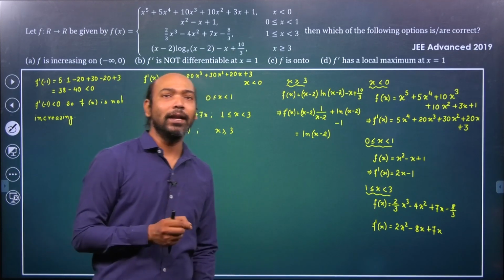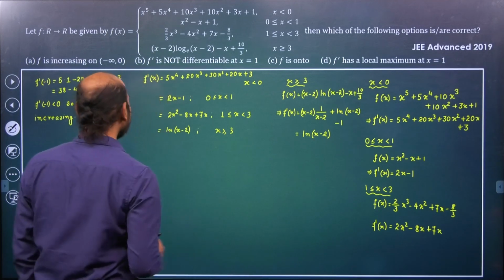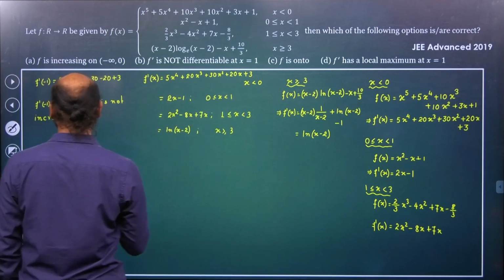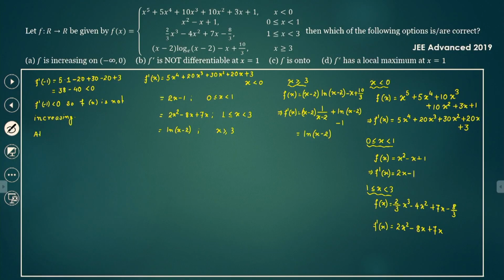That means we need to calculate the right derivative and left derivative, right? Let's calculate the right derivative and left derivative at x equal to 1. If I want to calculate the left derivative, that is 1 minus h, where h tends to 0, we substitute 1 in this interval. So we can see that it's 2 times 1 minus 1, and that's equal to 1. So that's the left derivative. If I calculate the right derivative, 1 plus h, we need to substitute 1 here. So therefore we'll get 2 minus 8 plus 7.